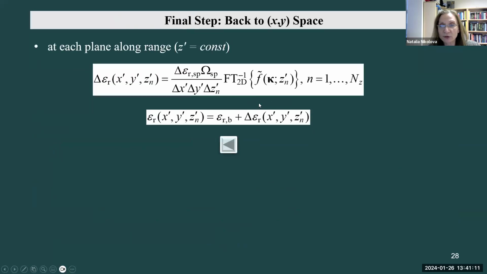Once we recover the contrast in Fourier space, then we can perform inverse Fourier transform and go back to the complex permittivity estimate in real space as a function of the imaged position x prime, y prime, z prime. This is the contrast. If you want the total permittivity, you have to add it to the background permittivity, which is assumed known.